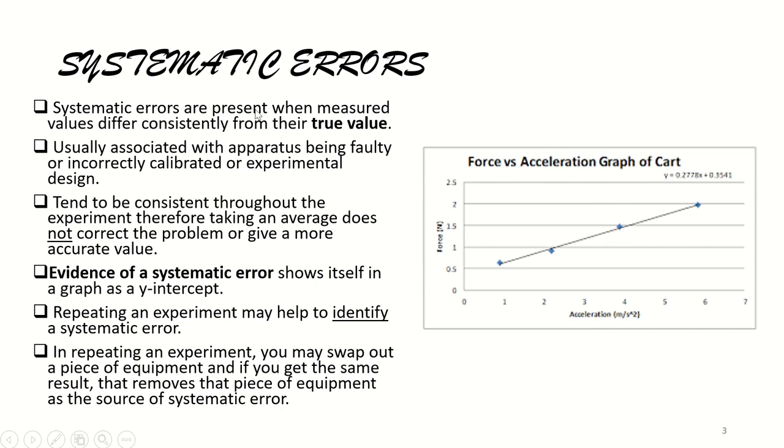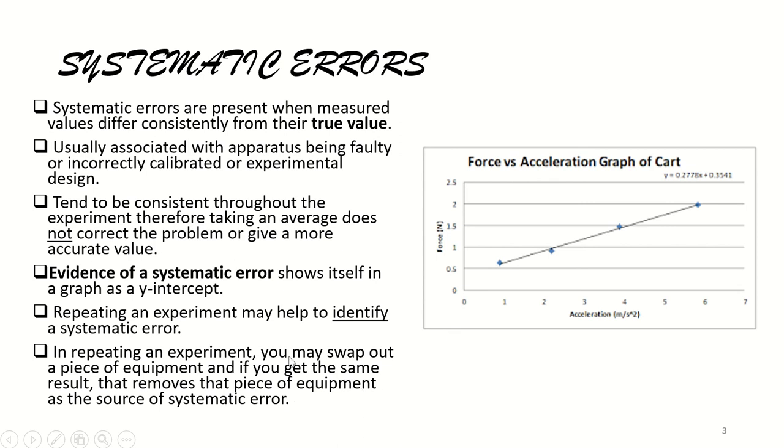So systematic errors are when it's an error that is consistent from the true value. And taking an average does not correct the problem or give a more accurate result. Okay, you can't eliminate systematic errors like that. What you can do though is repeat an experiment and swap out a piece of equipment, and if you get the exact same results, then that identifies that piece of equipment is not the source of the error.